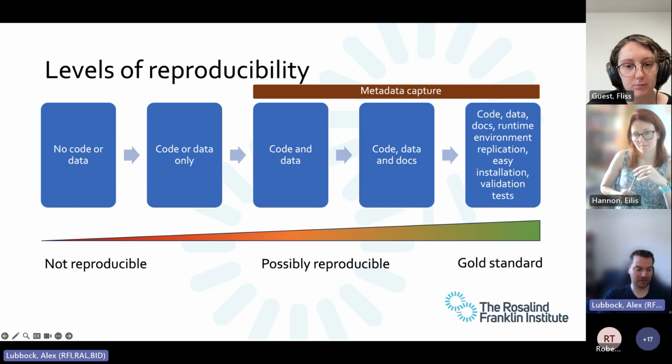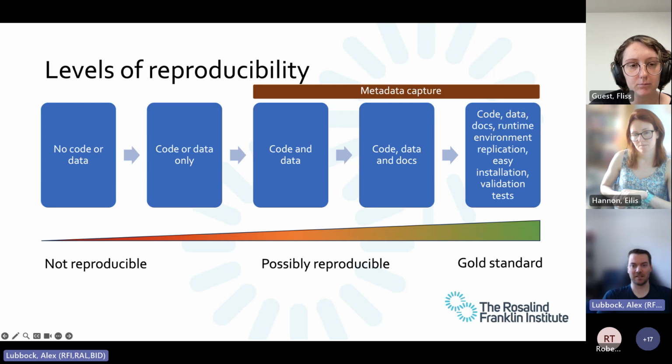But this depends on an element of luck and skill in being able to run through that debugging process. Better documentation is really going to help with that from the user's perspective. And then, as a gold standard of best practices, we might add runtime environment replication, making the installation easy to do, having validation tests and so on. These things are not always done because they take a lot of time and effort to set up.